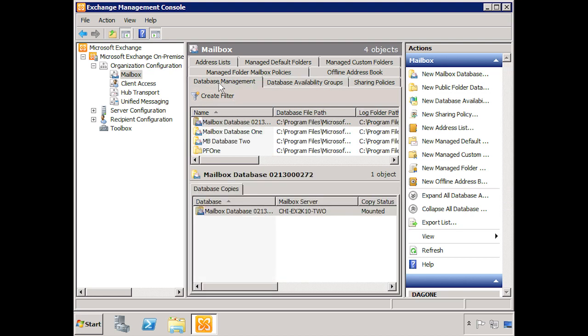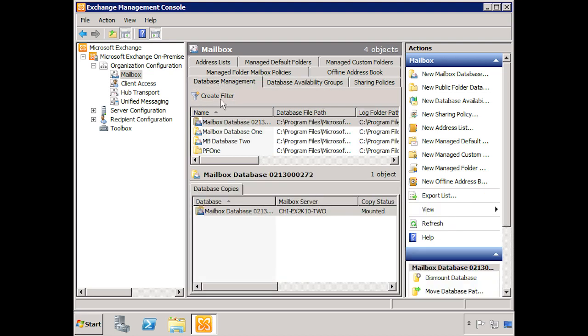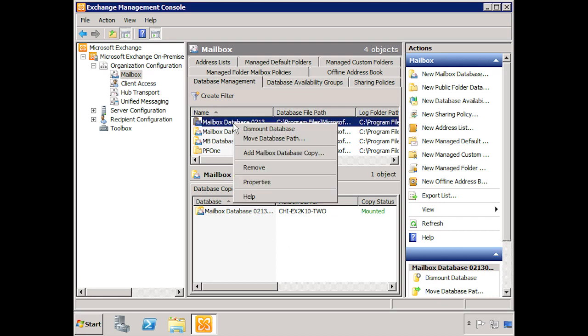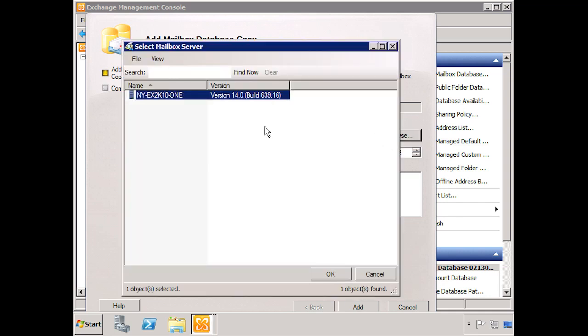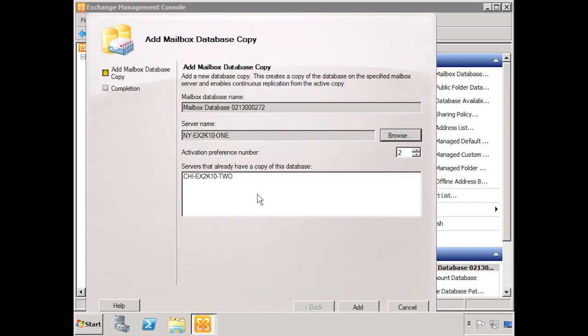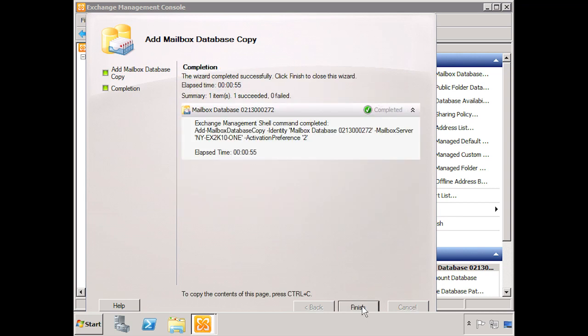If we click Database Management, we'll just look at the last part of this. Here we have the mailbox database on the Chicago Exchange server, and we're just going to create a replica of this off to our New York Exchange server to make sure that this database is protected. So to accomplish that, we can right-click the database and click Add Mailbox Database Copy. Okay, so the server that already has the copy is Chicago. We're going to click Browse and choose our New York server here to create the copy over to the New York server and click Add. And that's all there is to it, really.